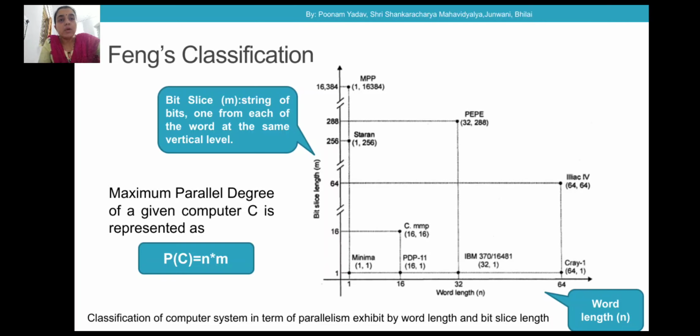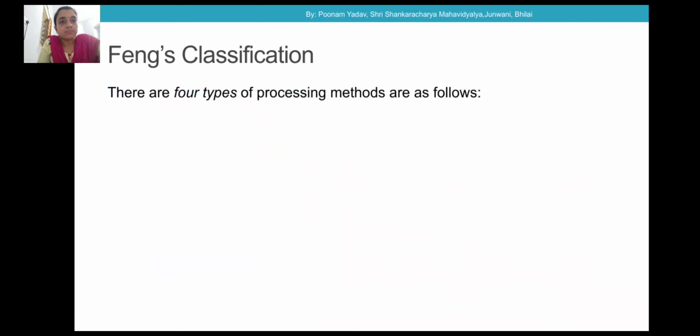So the maximum parallel degree of a given computer C is represented as PC equal to n into m. Multiplication of n into m is the maximum parallel degree of any computer.